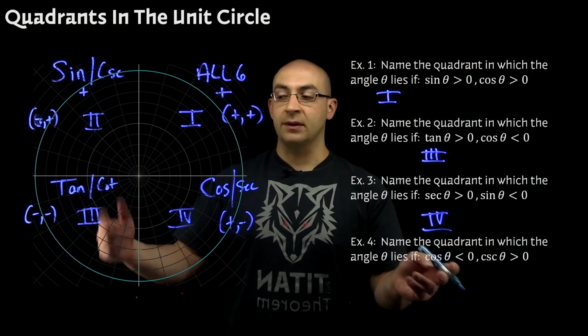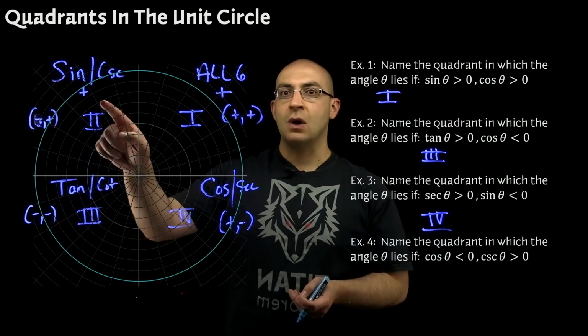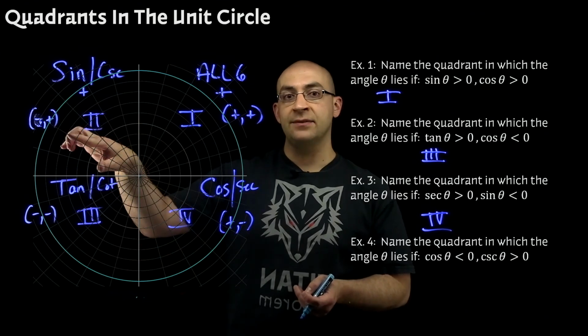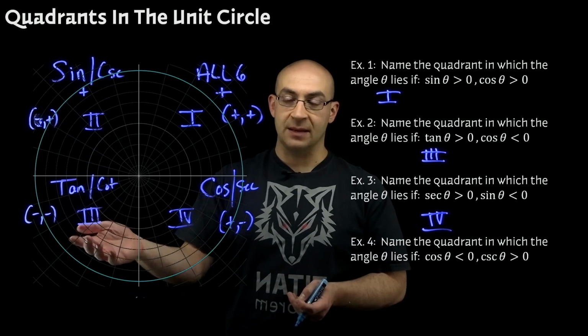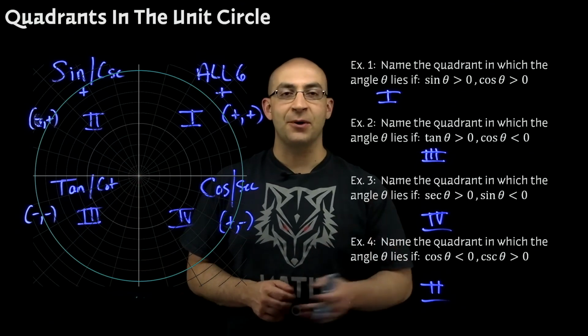Now, the second part is going to be our giveaway. Cosecant of theta is greater than 0. Well, quadrant 2 is the only quadrant that has a cosine negative and a cosecant positive. Can't be 3 because cosecant's not positive here. So we have a quadrant 2. And would you look at that? We've got all 4 answer choices.